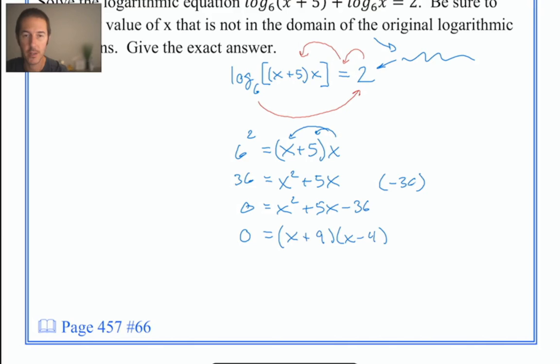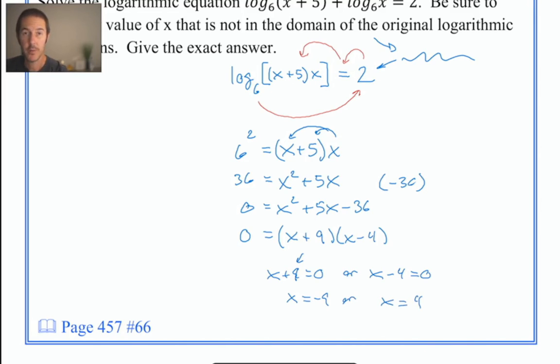If you multiply this out and combine like terms, it's the positive 9x and the negative 4x, the O and the I terms, that will add together to give you the positive 5x. All right, so let's solve this now. In order to make this equation true, either x plus 9 needs to equal 0, or x minus 4 needs to equal 0. To make either one of those things happen, either x needs to equal negative 9, or x needs to equal positive 4.